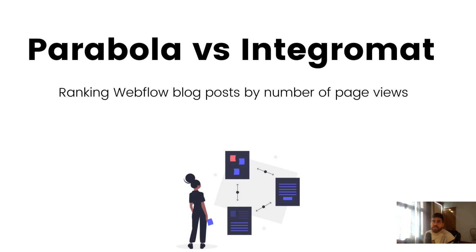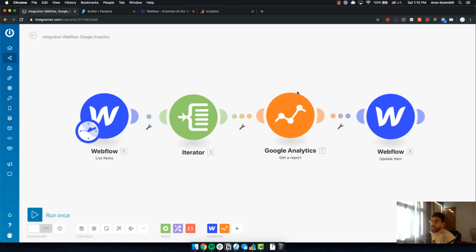Everyone. So I've been getting more and more requests around comparing different tools, namely Integromat, Parabola, Zapier. So I want to do a quick video into how we could use Integromat for an automation that I had previously done on my live stream.